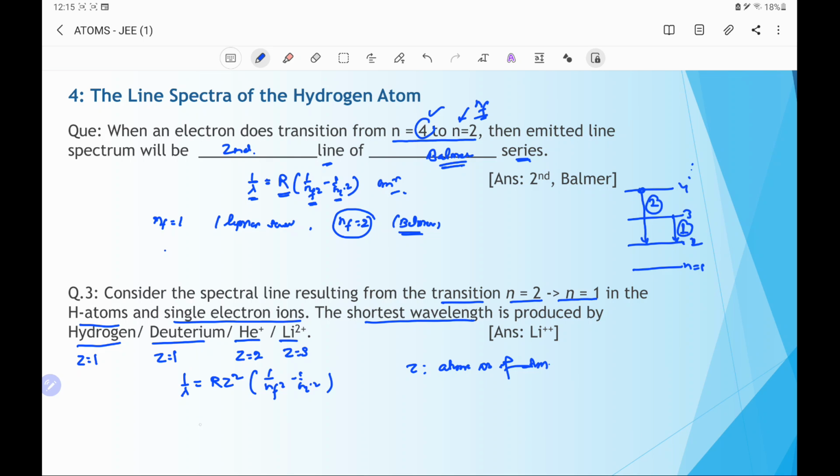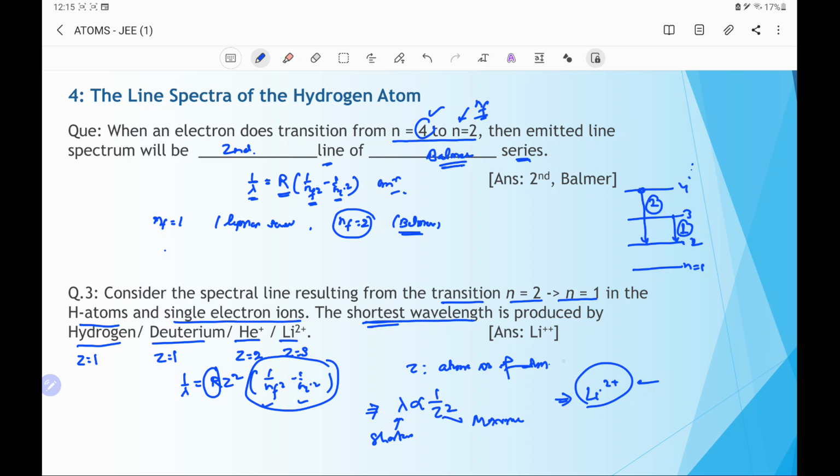Here nf and ni are the same in all the 4: hydrogen, deuterium, helium and lithium ions. So this parameter is the same and the Rydberg constant is already the same. Therefore, we can write that lambda is inversely proportional to Z square. For the shortest wavelength, Z should be maximum. So this concludes that the lithium ion will have the shortest wavelength. So this is the answer.